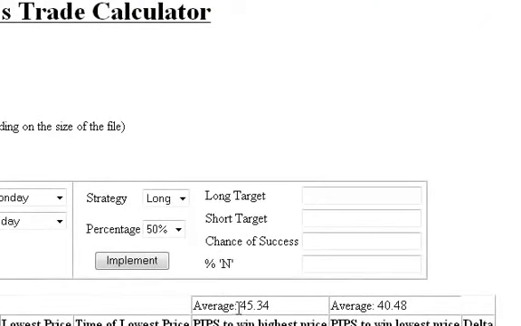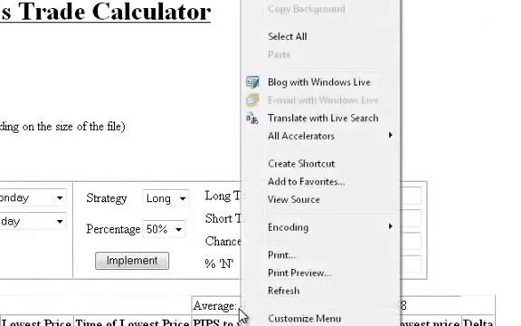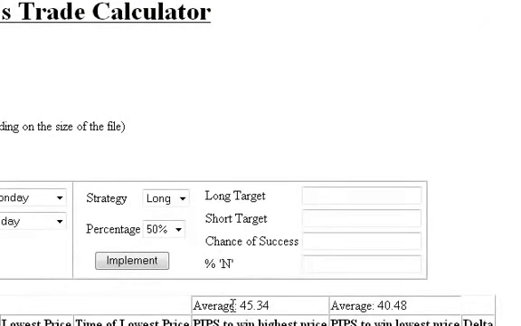You can see here that the average is 45 for a long and 40 for a short. So if we take 30% of that number, it tells us that we are going to have an 82% chance of success by entering this long trade. A short trade gives us about a 72% chance. Let's see if we change that to a 20. That gives us an 82.